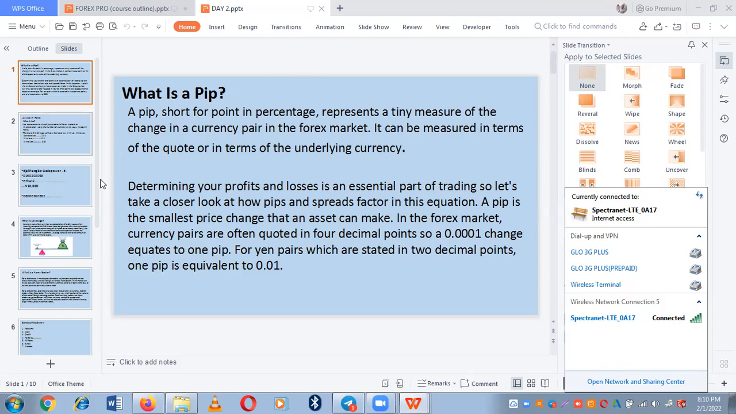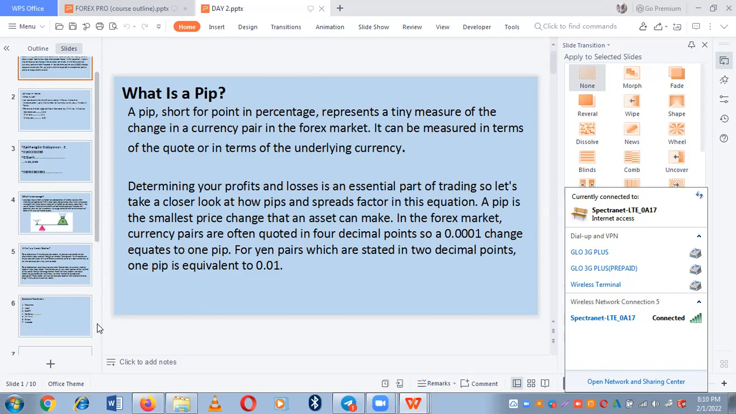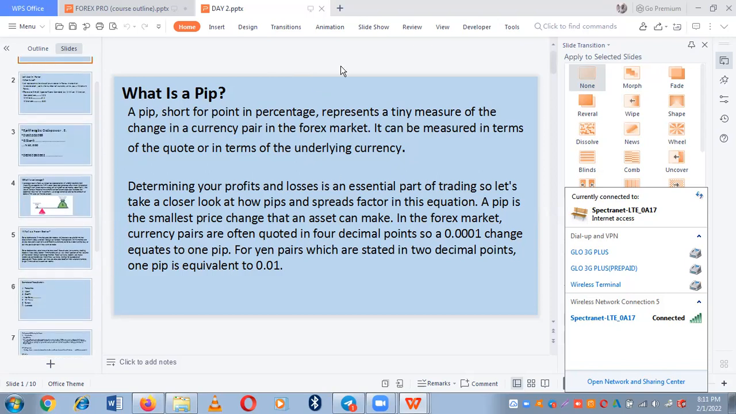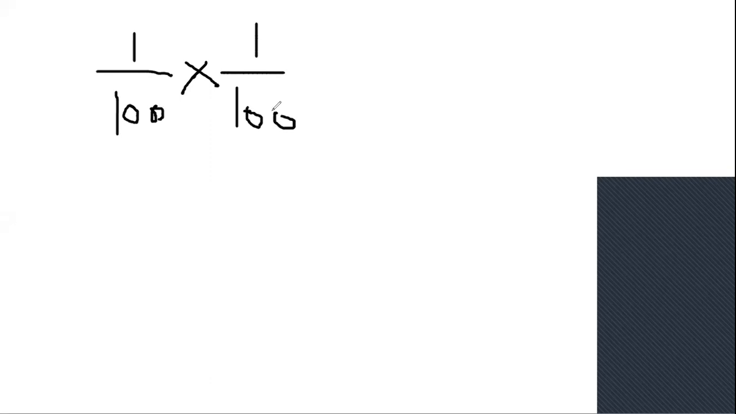Now, let me not bore you with so many stories here. What a pip simply means is a very straightforward thing. A pip is just when you say, I have 1 over 100 times 1 over 100. Then 1 times 1 is what? 1. 100 times 100 is what? 10,000.